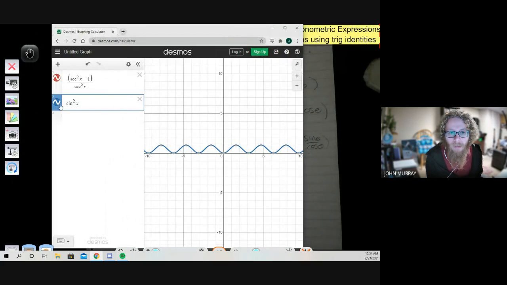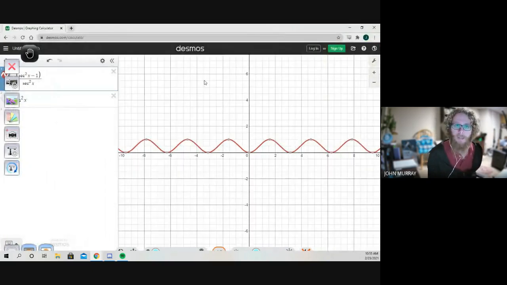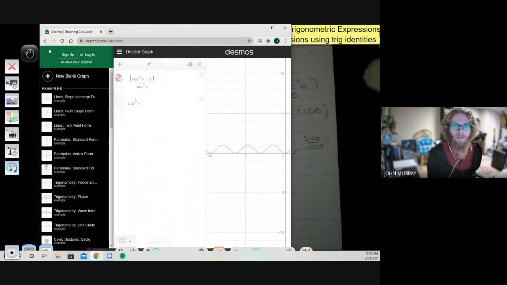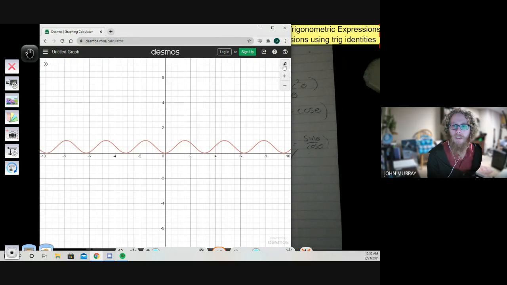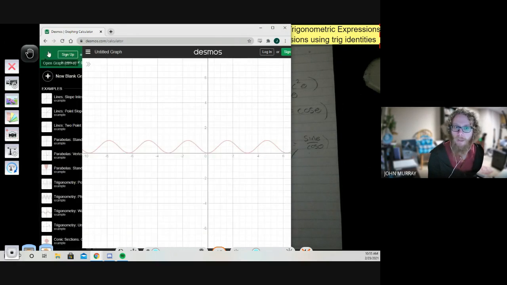If I mess around, I notice that they overlap each other. They are the same exact equation. So you can look at the graph, right? And if they give you the same line, then you have equivalent functions. The other way we can do it, I don't know if they let us do it here. I think I can do it on GeoGebra, but I don't know about here.